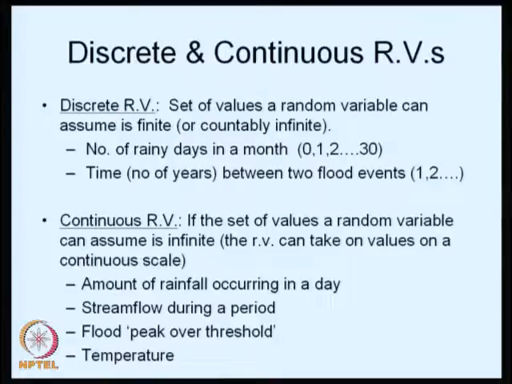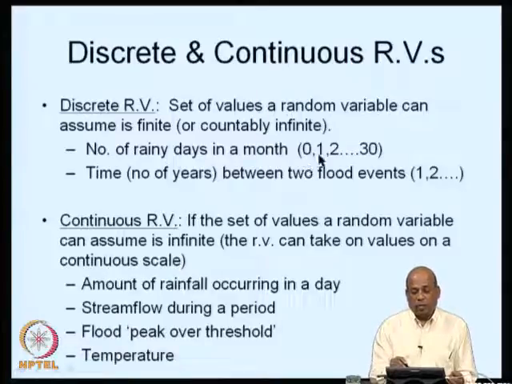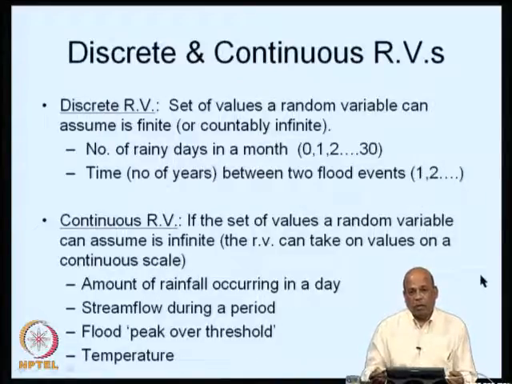We have the concept of discrete and continuous random variables. If the random variable can take on only discrete values, for example, values which are finite in number or perhaps countably infinite, then the particular random variable is called a discrete random variable. Let us say, as an example, you are interested in the number of rainy days in a month consisting of 30 days. Now, the number of rainy days can be either 0 or 1 or 2 etcetera up to 30. So, this is a finite number of values that the random variable can take, where the random variable is the number of rainy days in a month. Or we are interested in the number of years between two flood events. This can be 1, 2, 3 etcetera, it can go on, but they are still a discrete number of values that it can take. So, such random variables are called discrete random variables.